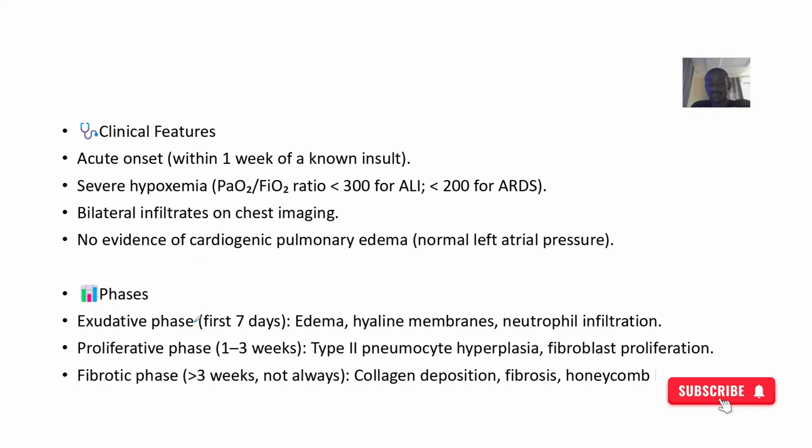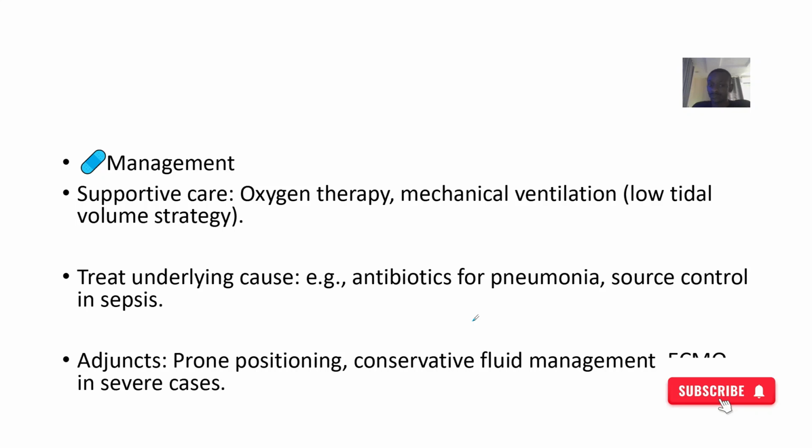Alright, so phases: you have the exudative phase where there's edema, hyaline membranes, and neutrophil infiltrate, while the proliferative phase is when there's type 2 pneumocyte hyperplasia. Then we have the fibrotic stage where there's collagen deposition, death of tissues, then honeycomb lung. So mainly the issue that such a person is suffering from is difficulty in breathing. So you try to put them on oxygen therapy, you treat any underlying disease, okay, and so on and so forth.